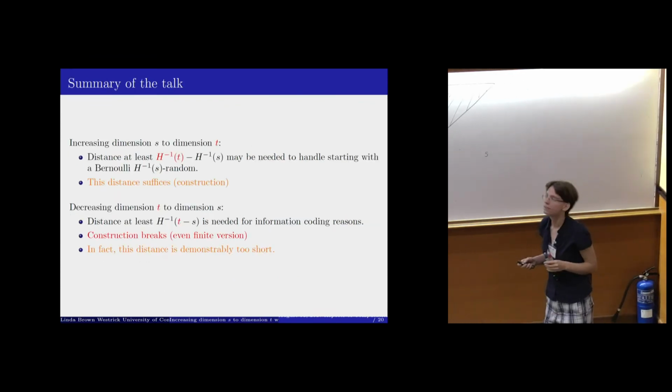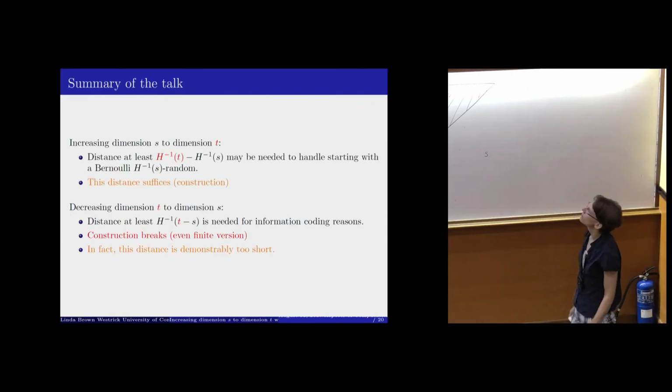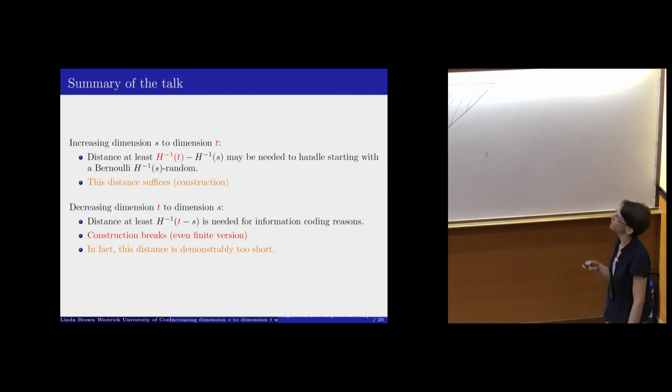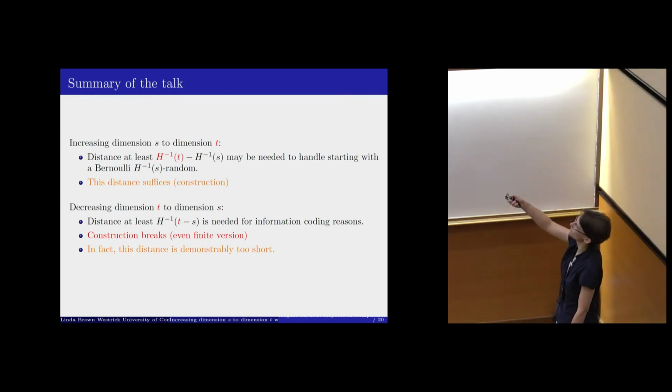Okay, so let's wrap up the talk. So what did we do? We've just talked about increasing dimension S to dimension T, trying to go from Bernoulli randoms that have this density to Bernoulli randoms that have this density. We know we're going to need at least this distance. That part was unchanged from the beginning. But this new construction with two cases shows that this distance now also suffices for the infinite increasing dimension from S to T less than 1 case.